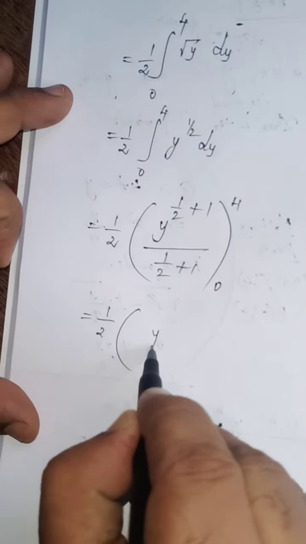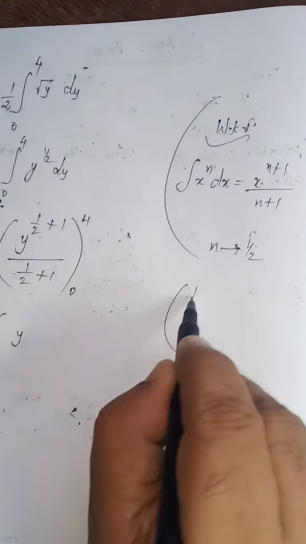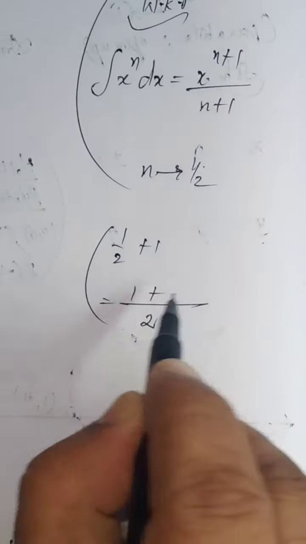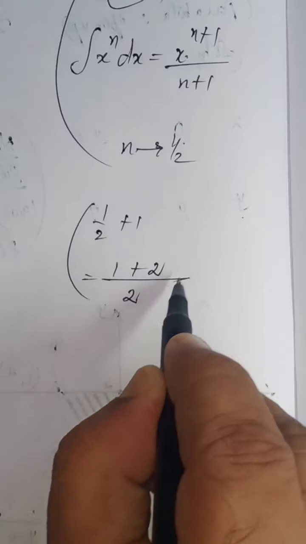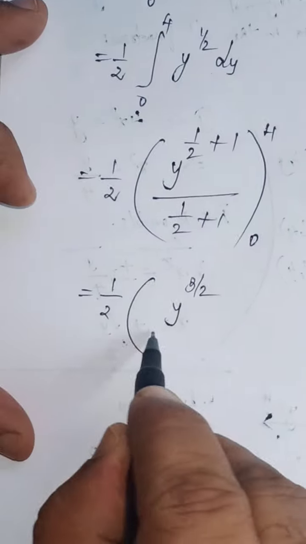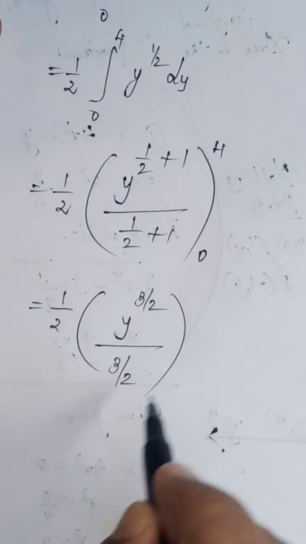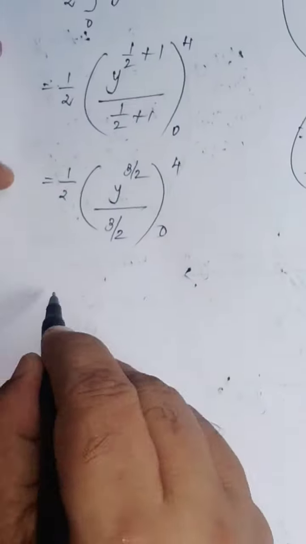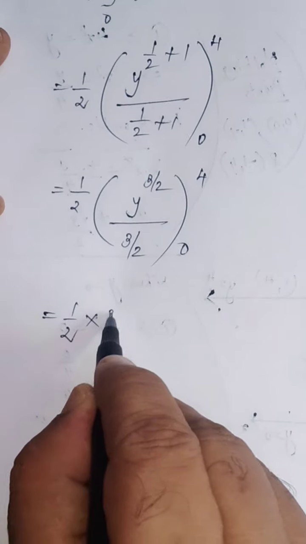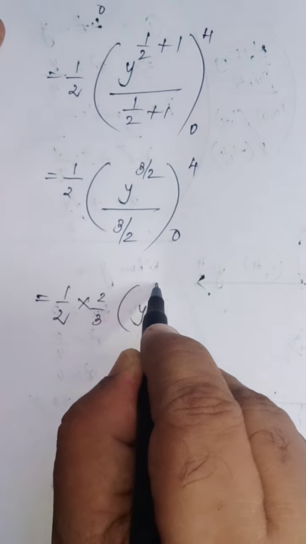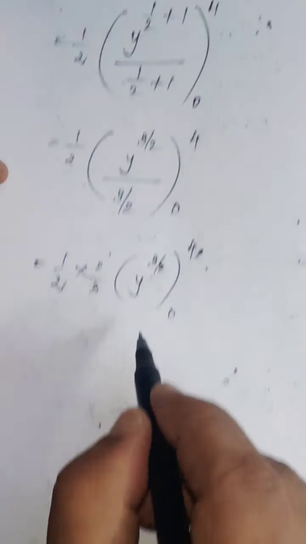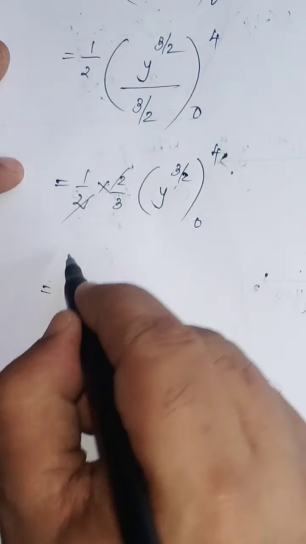Half, then half plus 1. What is the LCM? 2. 1, 2 ones are 2. That is equal to 3 by 2. Y power 3 by 2 divided by 3 by 2, limit 0 to 4, equals half. Division becomes multiplication: 3 by 2 reciprocal is 2 by 3. Then y power 3 by 2, limit 0 to 4. 2 gets cancelled. 1 by 3.